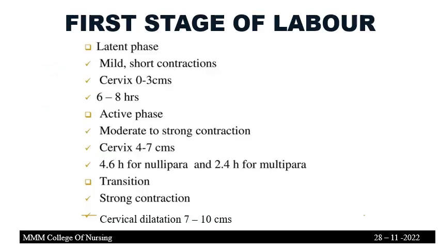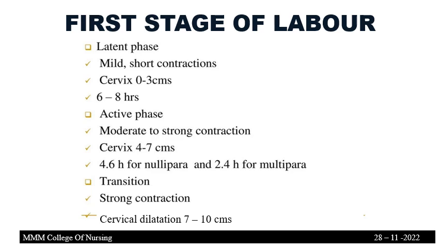Now we'll see the first stage of labor. In the first stage you have 2 phases. We said already the duration of the first stage is 12 hours in primigravida. In these 12 hours there are 2 phases: the latent phase comes first and then the active phase. In the latent phase, the mother will have mild and short contractions. The cervical dilatation is 0 to 3 centimeter. In other words, till 4 centimeter we say it is the latent phase.